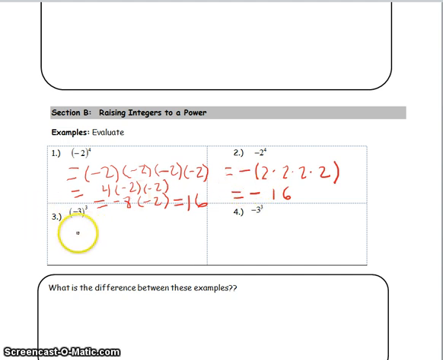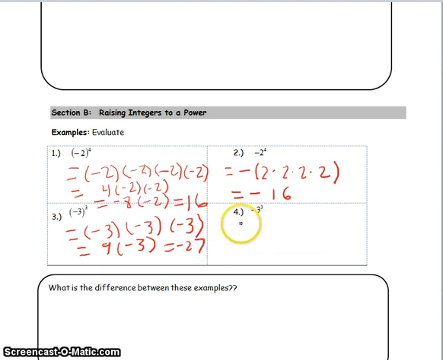Okay, now for number 3. We have parentheses negative 3 to the 3rd power. So we'll write negative 3 times negative 3 times negative 3. Negative 3 times negative 3 is positive 9 times negative 3. Positive 9 times negative 3 is a negative 27.